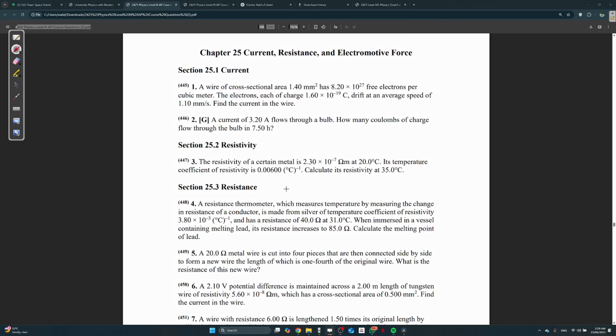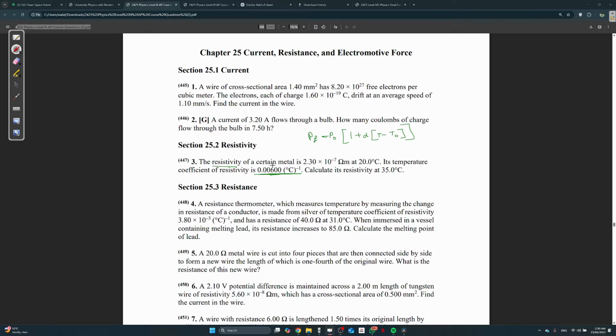Resistivity. Resistivity depends on the material. Every material has a different resistivity. But once you change the temperature, the resistivity changes as well. So rho final is equal to rho initial, or rho 0, times 1 plus alpha times T minus T initial. T is the temperature, alpha is the coefficient which is given.